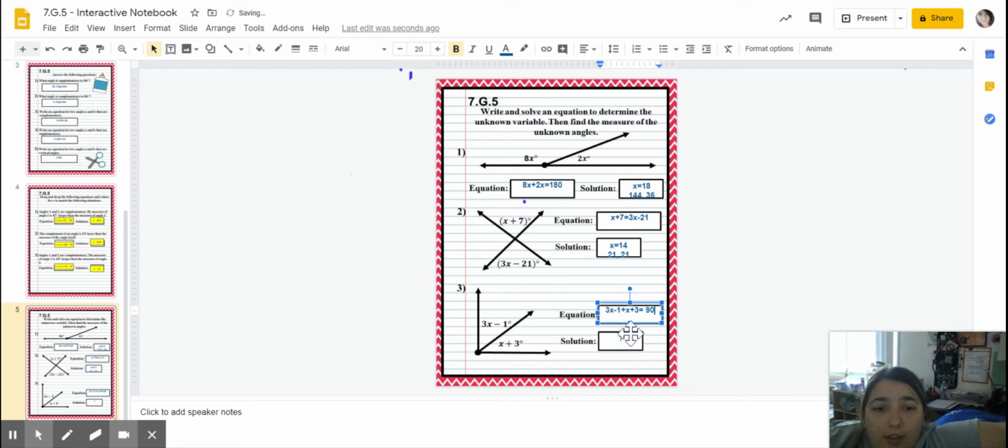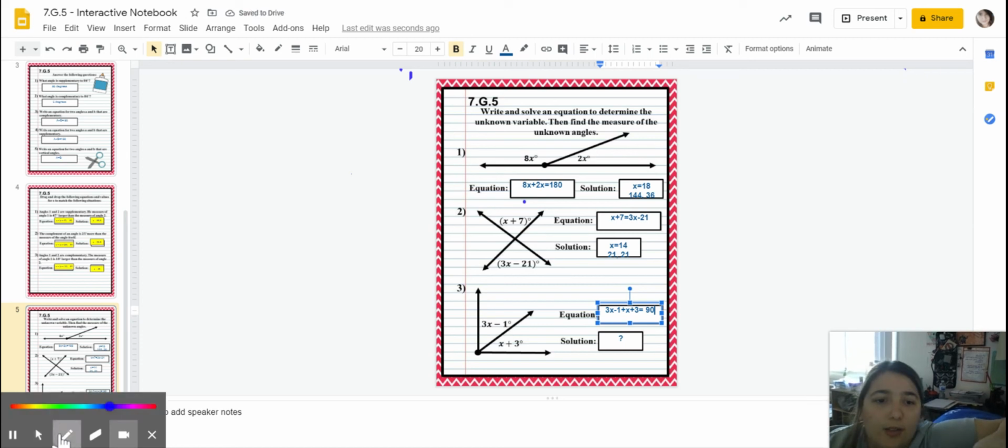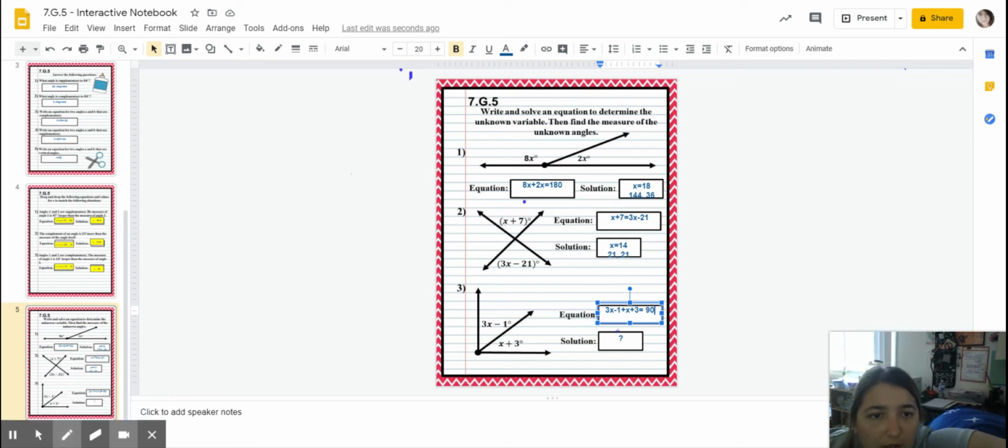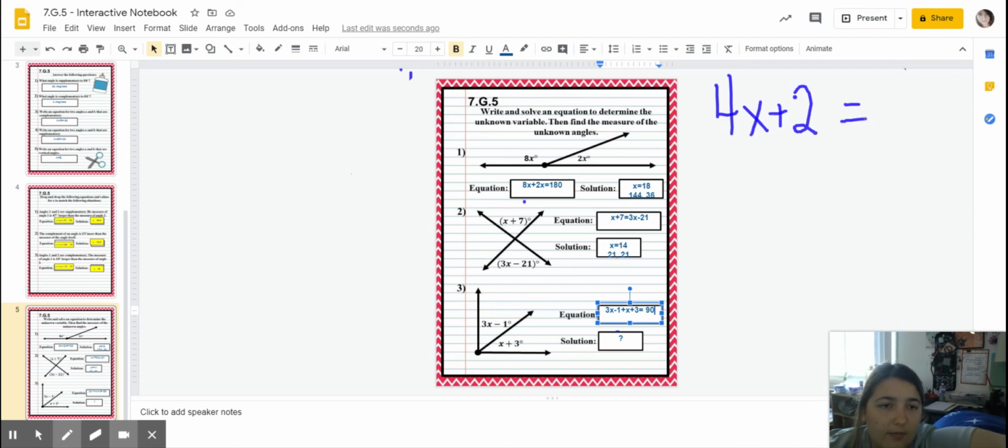So now we've got to solve and find our answer. So again, we're just going to simplify. So we have 3x plus x, which gives us 4x. And then we have negative 1 plus 3, which gives us positive 2. We're going to set that equal to 90.